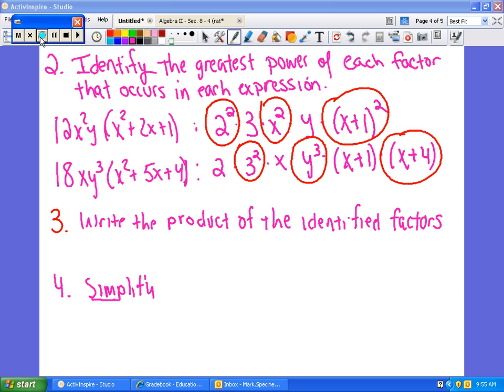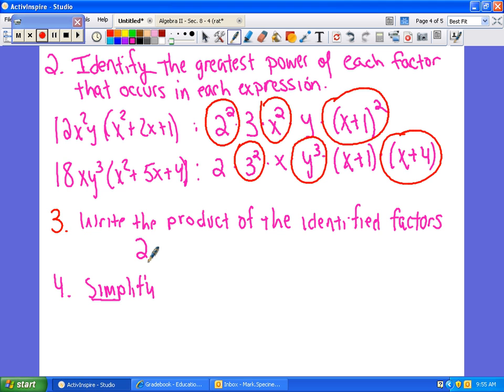Yes. We did that. Remember we did this? The tree. Okay. So the next step is to write the product of the identified factors. That's what this says. In other words, you're going to take all the ones that you've circled or highlighted or underlined, all the ones that you picked, and you're going to write them in a row.